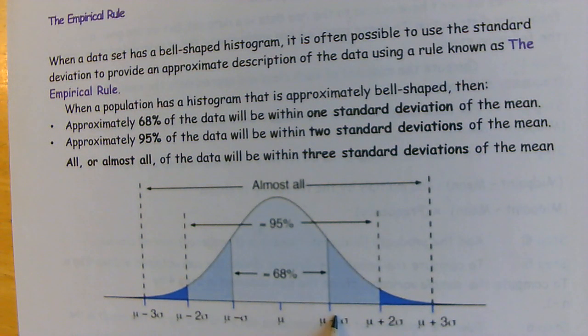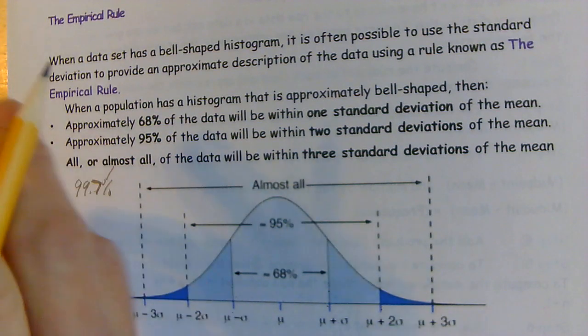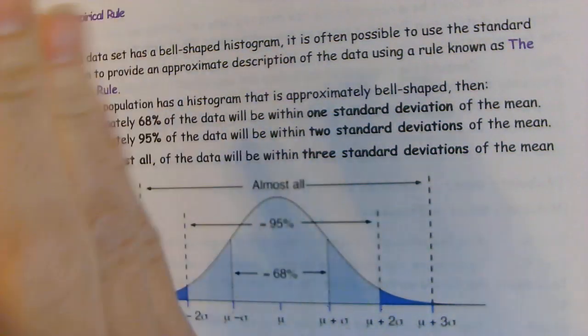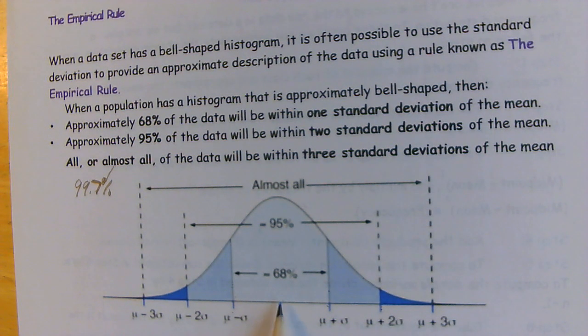If you add and subtract one standard deviation, it says 68% of the information is between one standard deviation above and below the mean. It also says 95% of the data is within two standard deviations above and below average, so 95%. 3 standard deviations is almost all, or sometimes it's 99.7%, also depending on what text you're using. They're both correct. So almost everything is 3 standard deviations above or below.